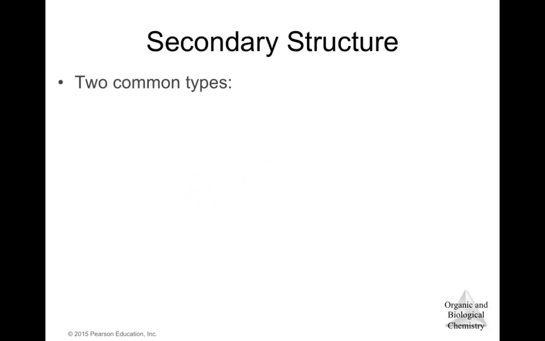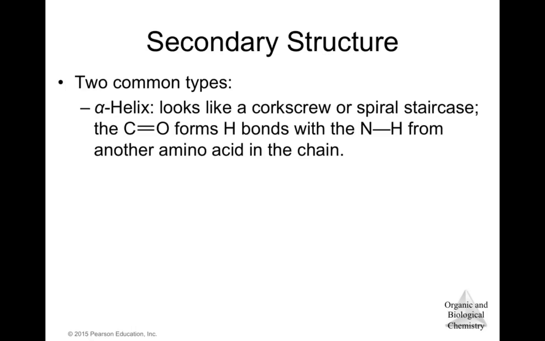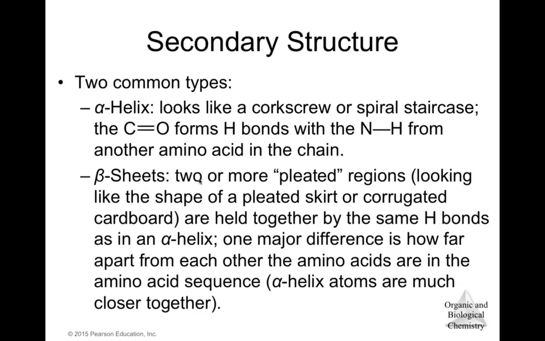In the secondary structure, we have two common types. One is the alpha helix, and this looks like a corkscrew or spiral staircase where the carbonyl forms a hydrogen bond with the nitrogen-hydrogen from another amino acid in the chain. And the beta sheets are two or more pleated regions looking like the shape of a pleated skirt or corrugated cardboard, held together by the same H bonds as in the alpha helix. One major difference is how far apart from each other the amino acids are in the amino acid sequence. Alpha helix atoms are much closer together.